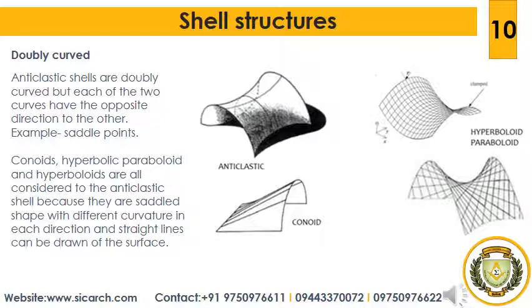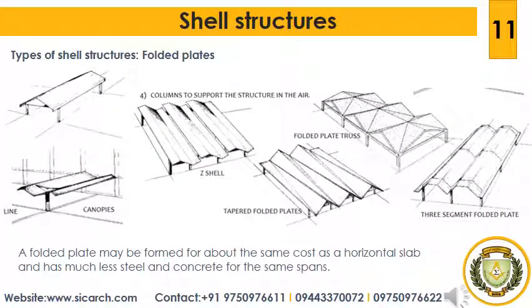Next we see its structural behavior. Depending on the shape of the shell relative to the curvature, there will be different stresses. Shell roofs have compression stresses following the convex curvature and tension stresses following the concave curvature. Next we will see the types of shell structures. The first one is a folded plate.